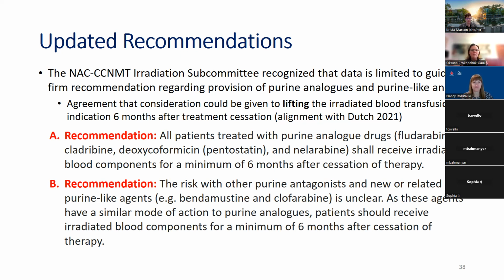And then with purine antagonists or related purine-like agents like bendamustine or clofarabine, we really couldn't make a firm recommendation about whether these truly are associated with TA-GVHD risk. Certainly the molecular structure of these medications makes them suspicious because they look so much like purine analogs from a chemical, molecular structural perspective. So a similar recommendation was made where patients should receive irradiated blood components for a minimum of 6 months after cessation of therapy.